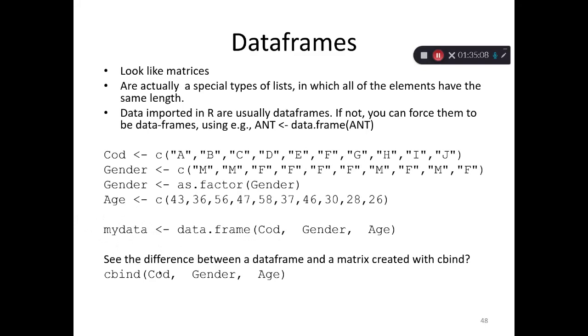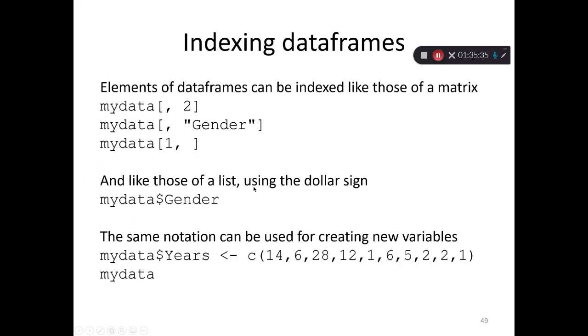You could also use cbind, the command for binding columns, for binding different vectors of the same size and obtain a matrix. You will probably easily see what is the difference between a data frame and a matrix. The data frame preserves the types of the variables, whereas the matrix, the cbind command does not.